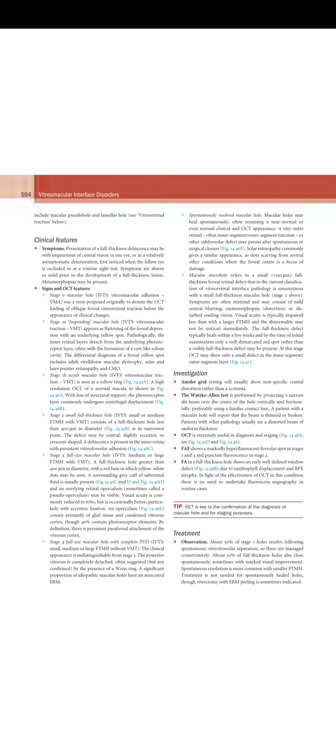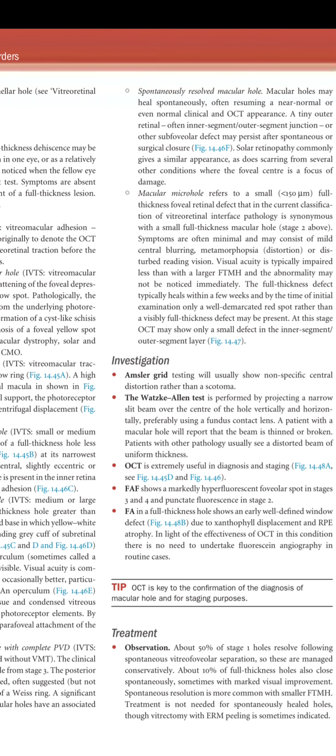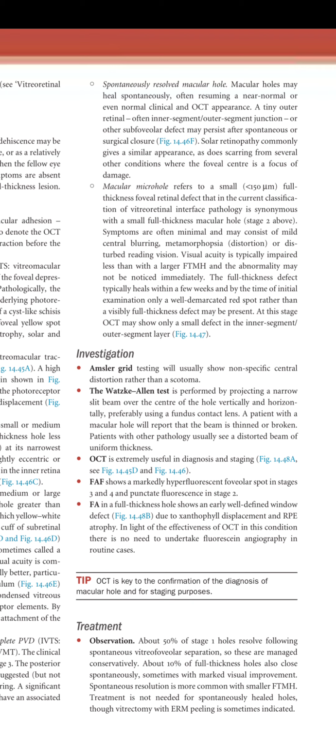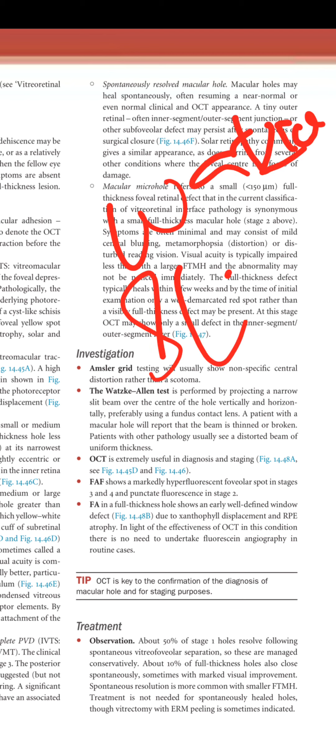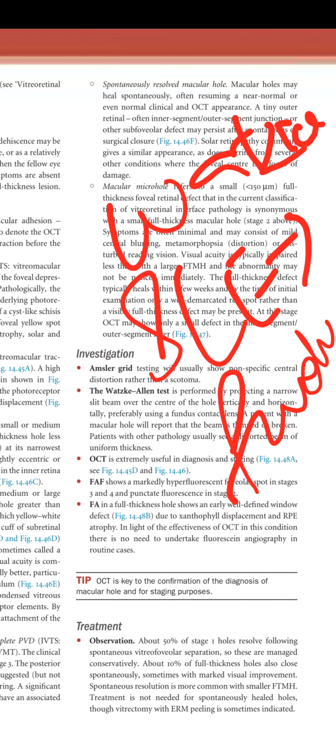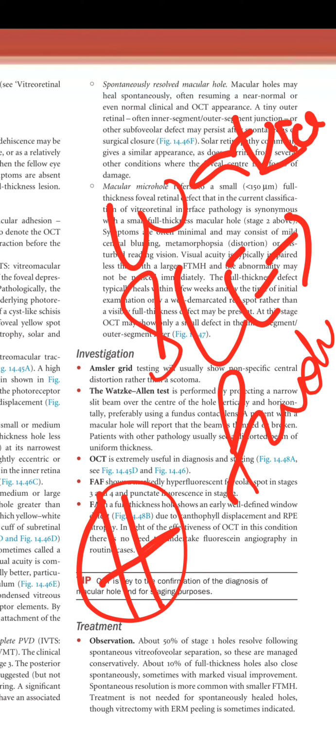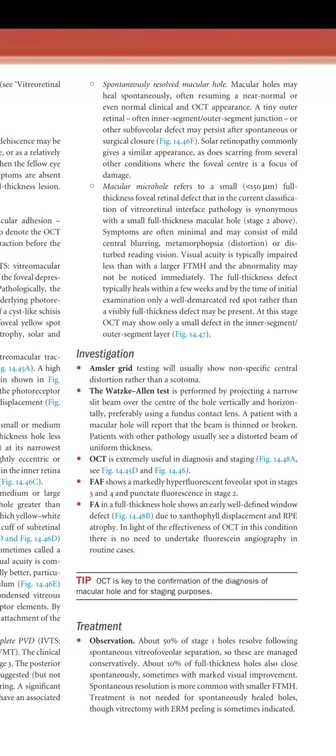So next is basically the investigation. So Amsler grid testing will usually show non-specific central distortion rather than scotoma. So then there is a Watzke-Allen test. So Watzke-Allen test is basically a slit lamp examination with the fundus lens in front of the eye. So if the patient complains that the slit is being broken, it means that this is a positive Watzke-Allen test.